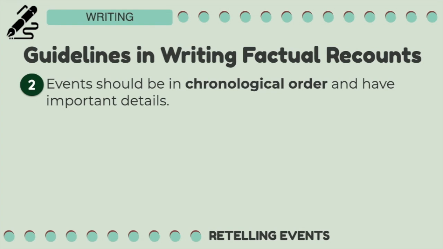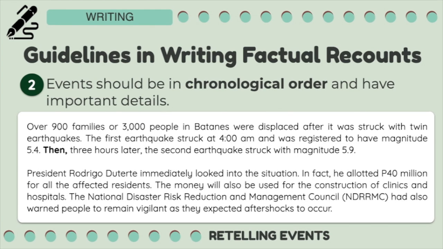Number 2. The events that happened in the text should be in chronological order and must only have important details. Going back to our example, this is organized and written in chronological order as it gives us the timetable of when the earthquake struck. One is at 4 a.m. and the other is 3 hours after, so it's 7 a.m.